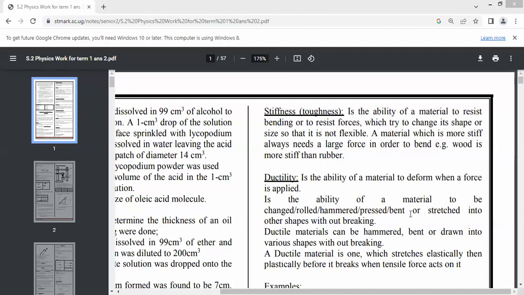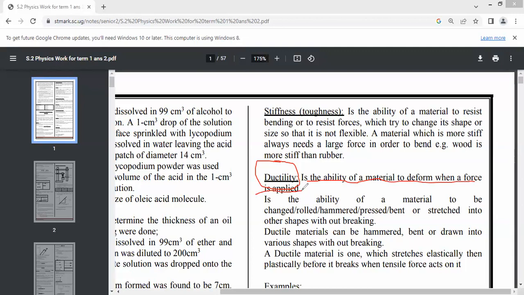Okay. That is stiffness. And then we have another mechanical property, and this mechanical property that we are going to look at now is called ductility. Ductility, they are telling us that it's the ability of a material to deform when a force is applied. That means it will change its shape, but it will not break.